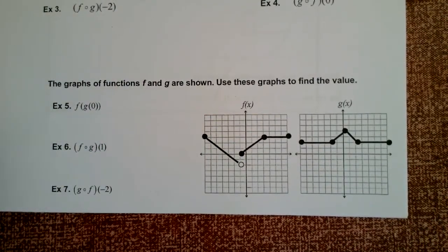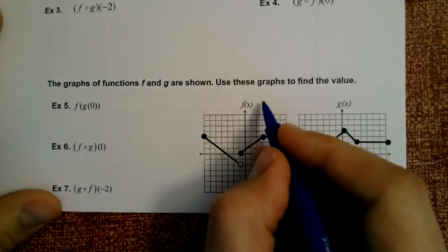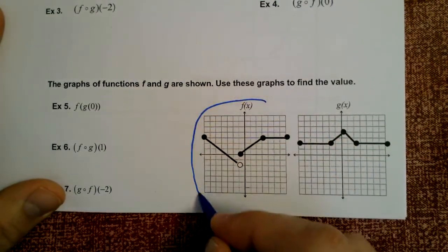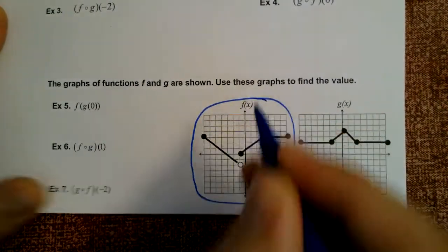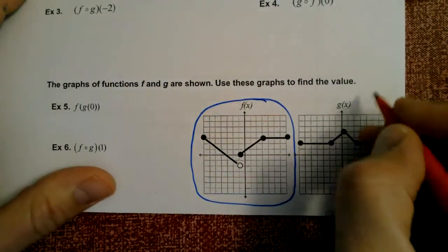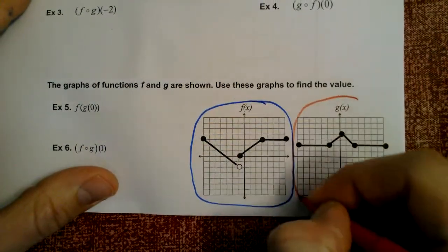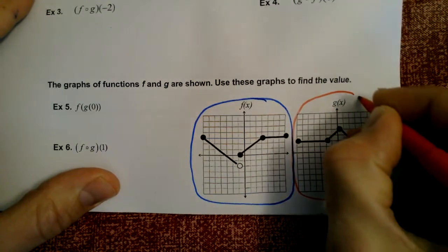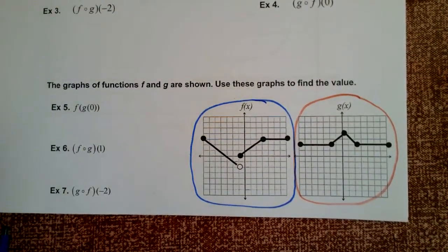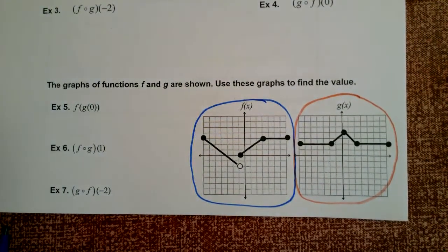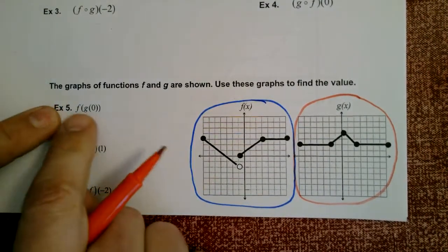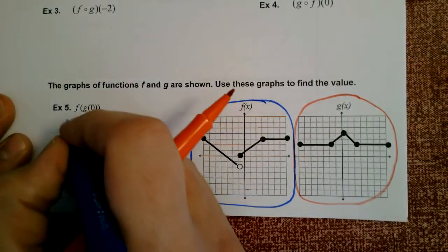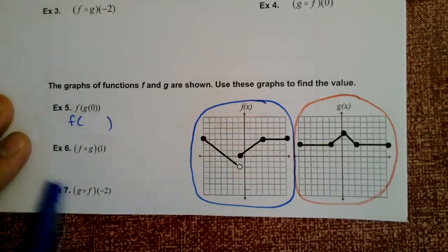On examples 5, 6, and 7, they're basically asking you the same question, but now they're doing it graphically. So I've got f of x as the first graph, and I'm going to do that one in blue. And g of x is the second graph, so I'm going to do that one in red. I've got f of g of 0. I'll write that in colors here.